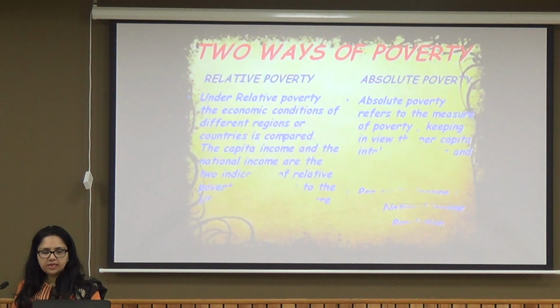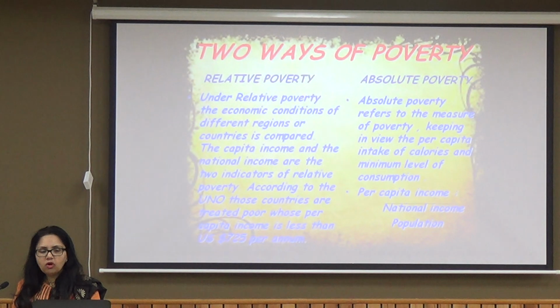The problem of poverty in India is basically of two types: relative poverty and absolute poverty. Relative poverty is the comparison of the economic conditions of different regions or countries. Absolute poverty refers to the measures of poverty keeping in view the per capita intake of calories and the minimum level of consumption.